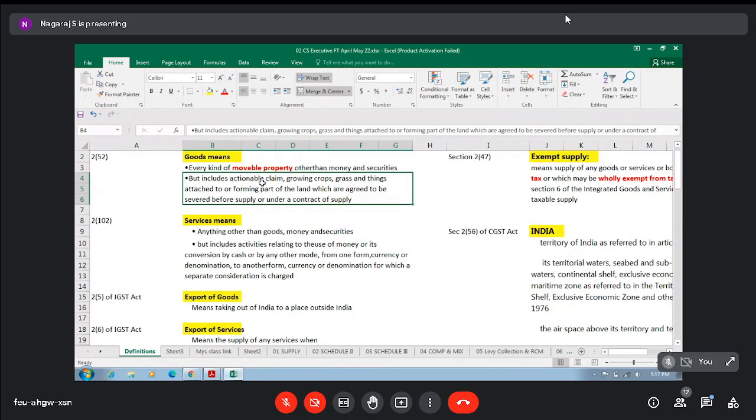Okay, this is goods. What is goods? Every kind of movable property other than money and securities, but includes all this. That is goods. Services means anything which is not goods is all services. What is the meaning of service? Anything other than goods is service.